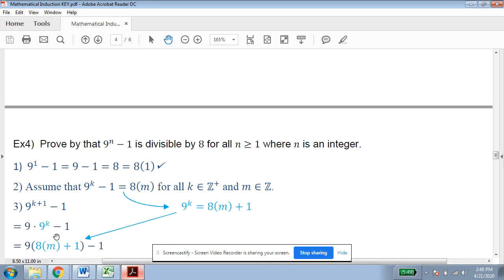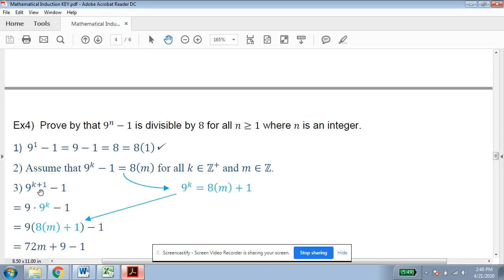And so what I'm going to do is, first, I can't really do much when there's the k plus 1 in the exponent. So I'm going to take this and factor a 9 out. If I factor 1 in the base out, then my exponent decreases by 1. So this is 9 times 9 to the k. Right, my minus 1 is still there.